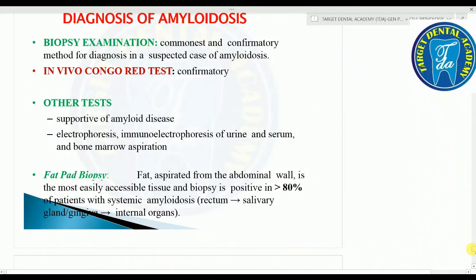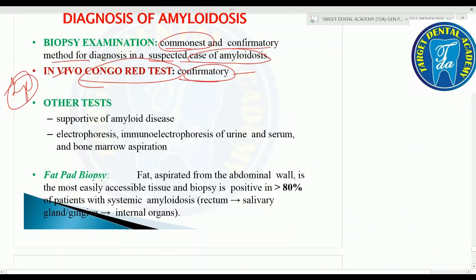Now coming on to the diagnosis of amyloidosis. First is the biopsy examination. It is the most common and the confirmatory method for the diagnosis of a suspected case of amyloidosis. The in vivo Congo red test is the confirmatory test. Very important and commonly asked MCQ. Other tests are supportive of the amyloid disease: electrophoresis, immunoelectrophoresis of the urine and the serum, and bone marrow aspiration. But the confirmatory test is the in vivo Congo red test.